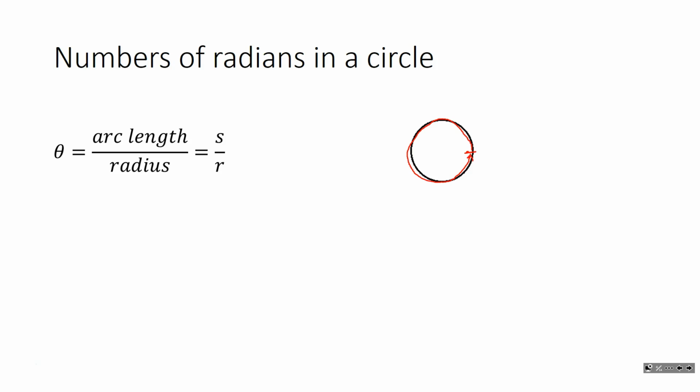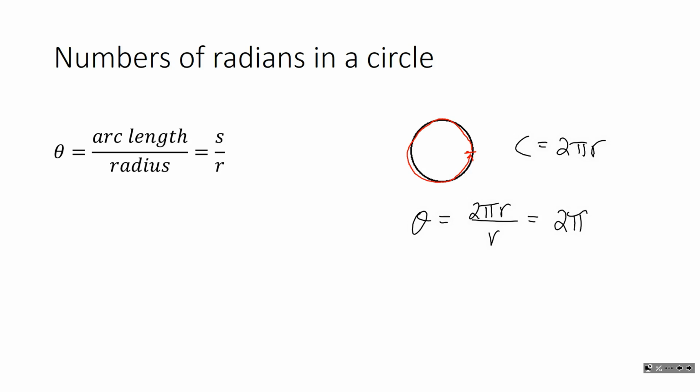A well-known fact from geometry, which I suspect you'll recall, is that the circumference of any circle equals 2 pi r. Notice if we went all the way around the circle, then the circumference would be the same as the arc length. So for a complete circle, what we would have is theta equals the arc length 2 pi r for a complete revolution over r. Those r's would cancel out, and we would have 2 pi. So there are 2 pi radians in a circle.